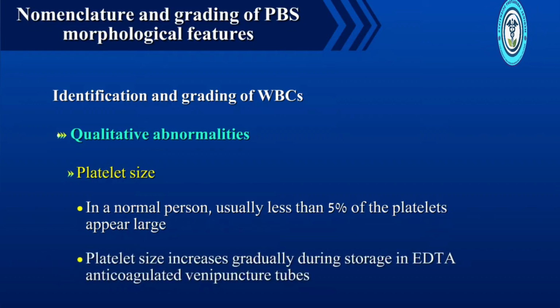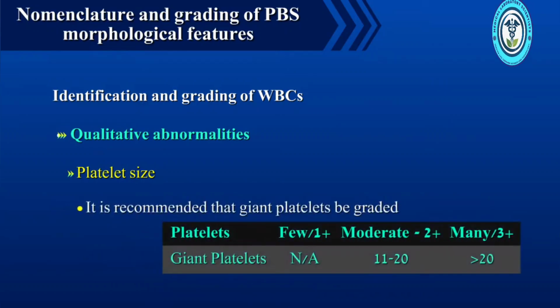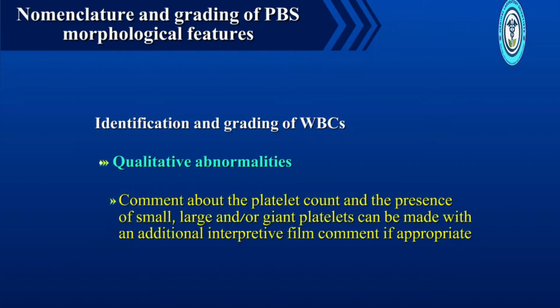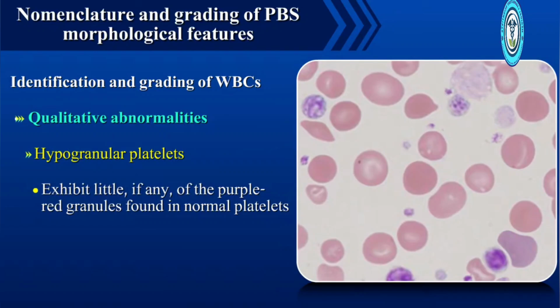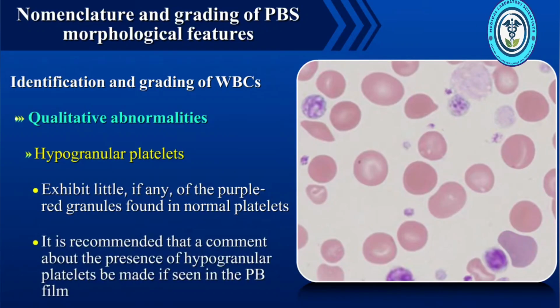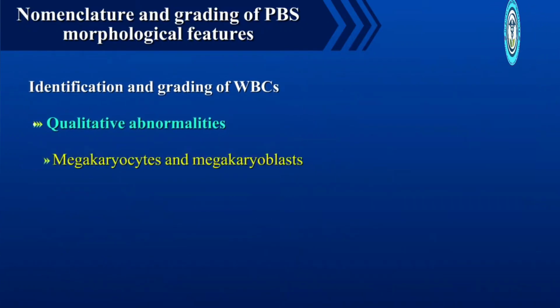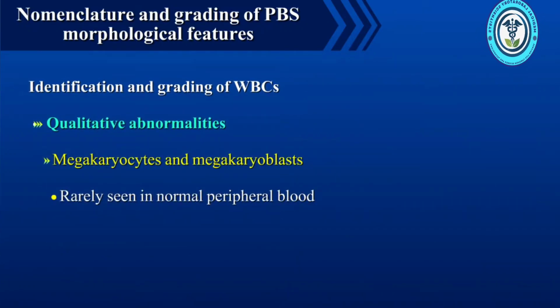Platelet size increases gradually during storage in EDTA anticoagulated venipuncture tubes. It is recommended that giant platelets be graded. A comment about the platelet count and the presence of small, large, and or giant platelets can be made with an additional interpretive film comment if appropriate. Hypogranular platelets exhibit little, if any, of the purple red granules found in the normal platelets. It is recommended that a comment about the presence of hypogranular platelets be made if seen in the peripheral blood film. Megakaryocytes and megakaryoblasts are rarely seen in normal peripheral blood.